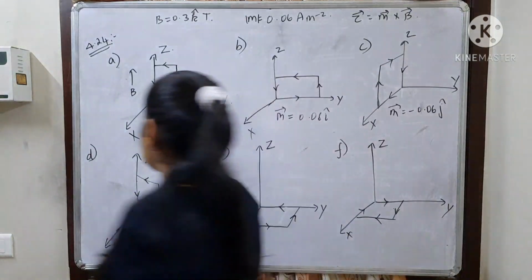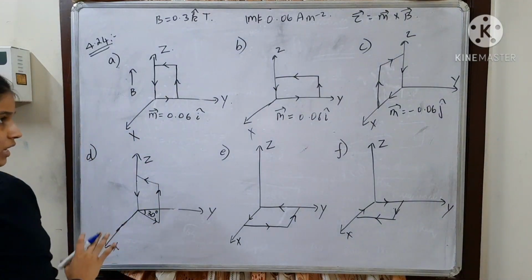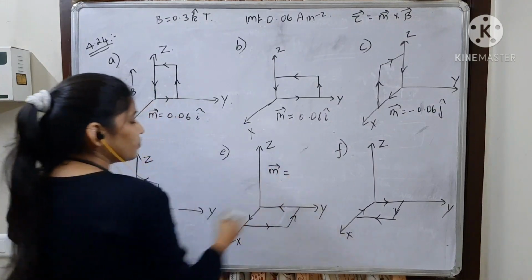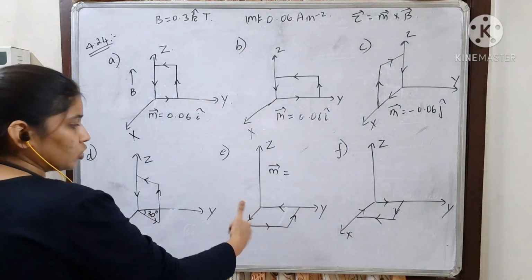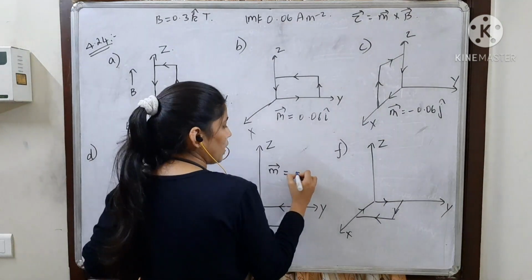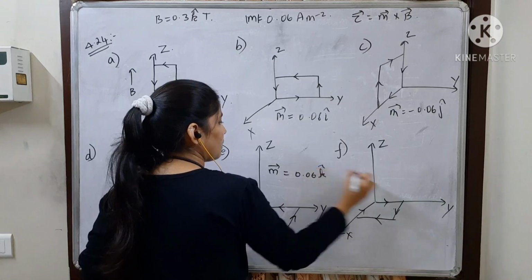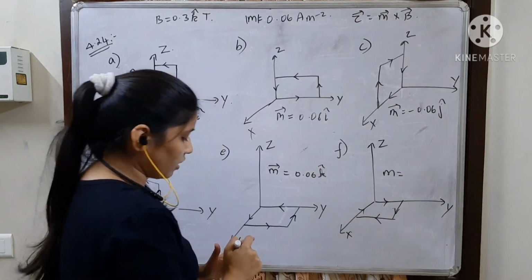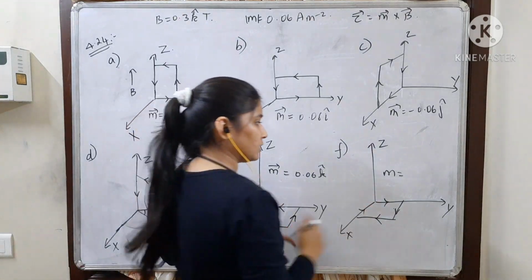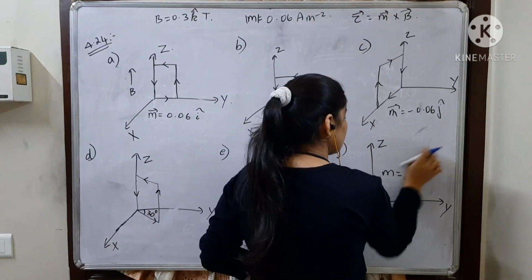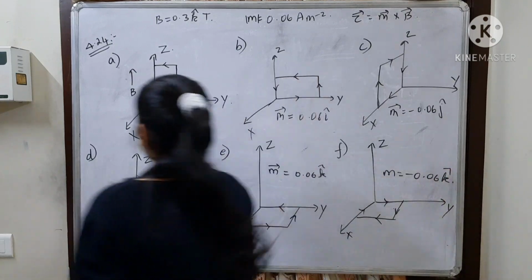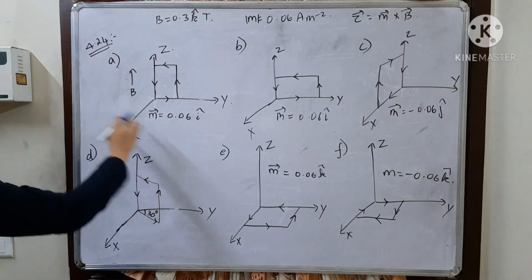And what about this one? Here the current is clockwise, so the magnetic moment will be along the positive z axis, so you will have 0.06 into k cap. And in the other case the magnetic moment is clockwise, so it will be along the negative z axis, so it will be minus 0.06 into k cap. Now we will find out the torque in each case.